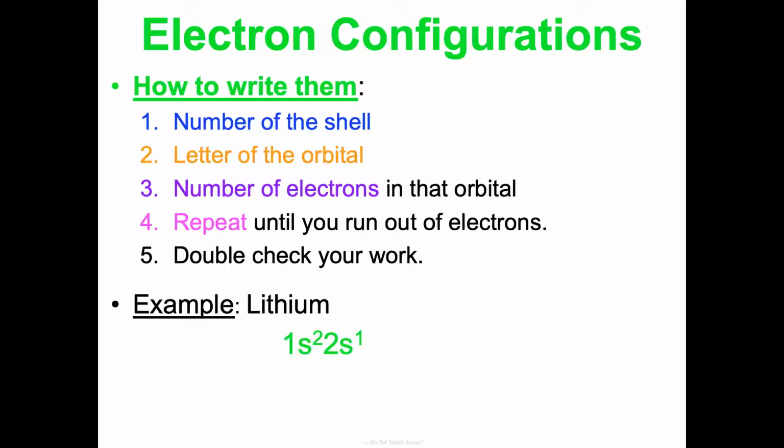So 2 will go in that 1s2 orbital. And then when you get to 2s, there's only 1 left. So if you add up the superscripts, that's 3. That's the atomic number of lithium. That's the total number of electrons. Remember, we keep going until we run out of electrons.